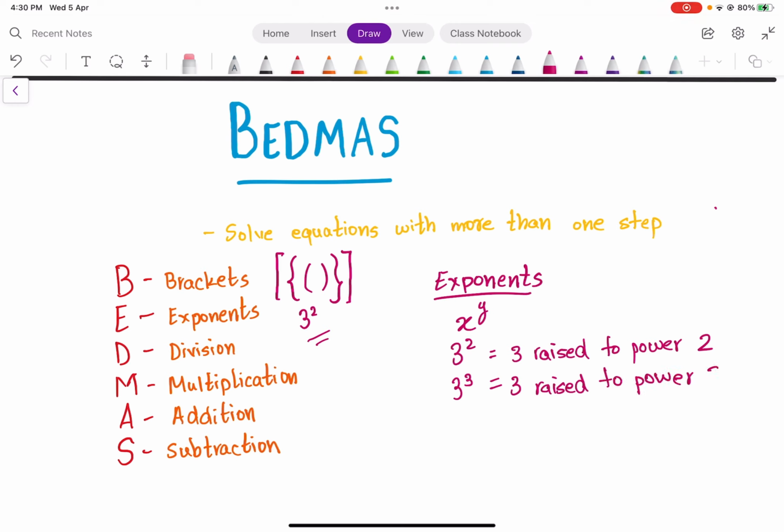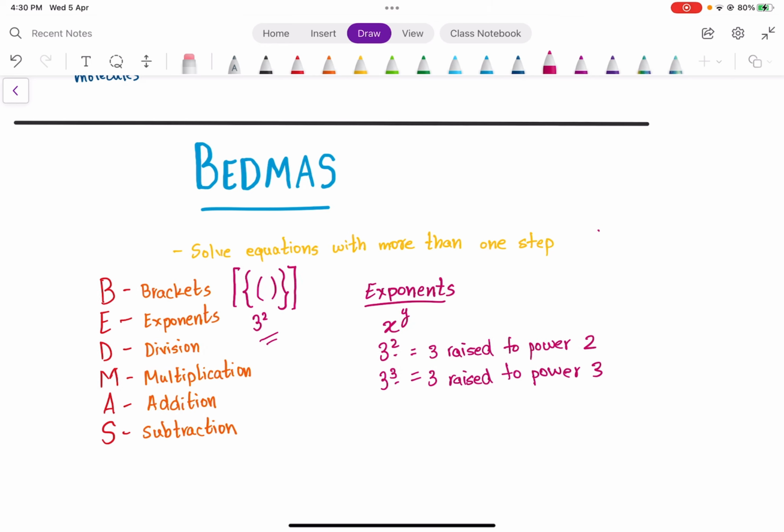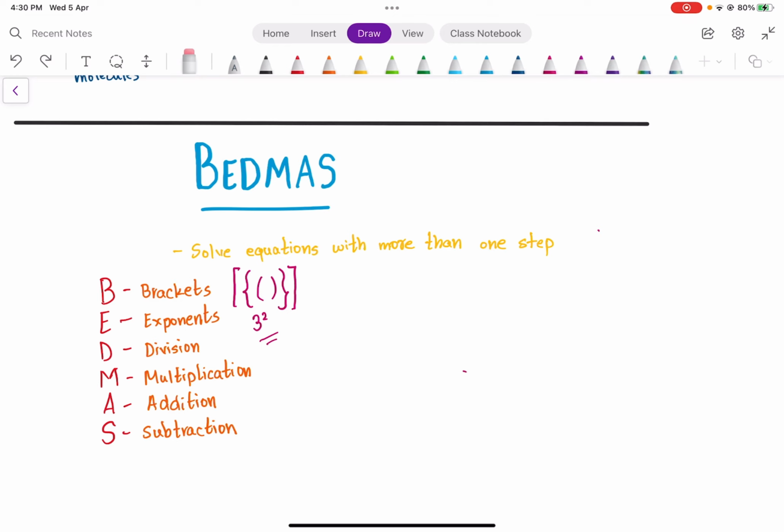Now 2 and 3 both have special names that we say. 3 raised to the power 2 can also be written as 3 squared. 3 raised to the power 3 can also be written as 3 cubed. So that is something to remember. So that is our exponents.